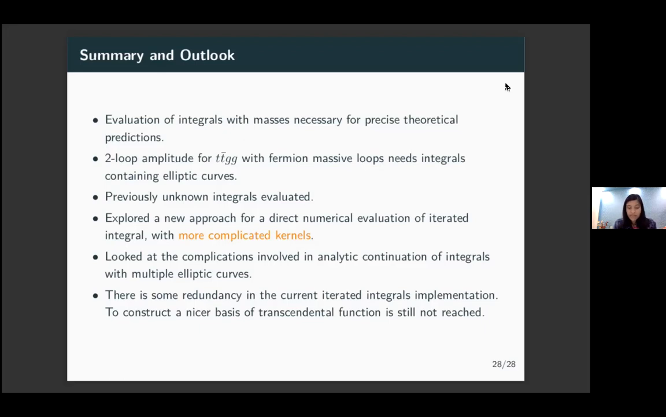Saying that, for the sunrise, there is no doubt that this is just not possible because of the presence of three massive propagators. They do evaluate to elliptic curves, and there is even a proof that you cannot change basis such that it goes away. For other cases, for massless cases, it might look like there is an elliptic curve but it's not there, and you have to check.